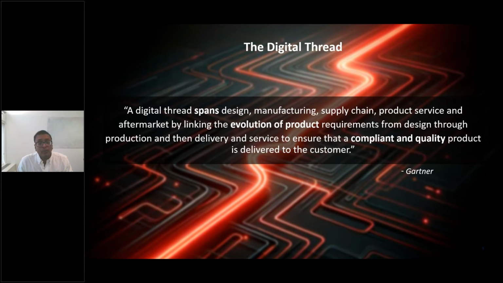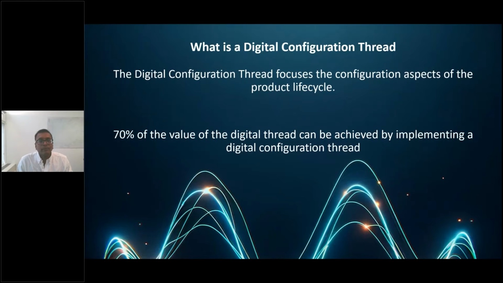And furthermore, you need to track when changes to the products were made, and then what was the reason for the switch, what was the nature of the change, who were the roles and the people involved. So there's a huge amount of data and information that needs to be captured if you want to implement a digital thread. And this is where we think the concept of the digital configuration thread could be a better starting point.